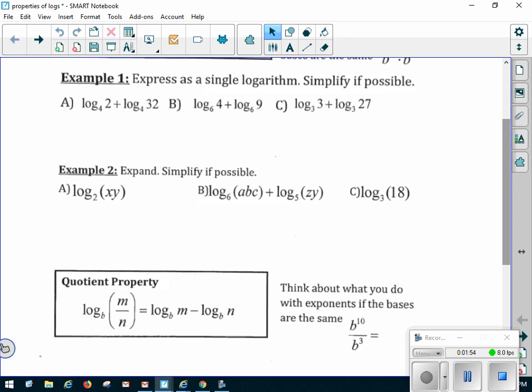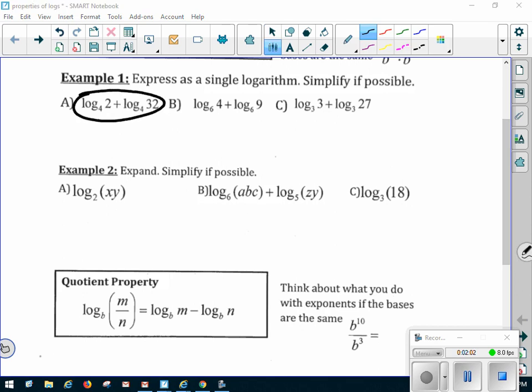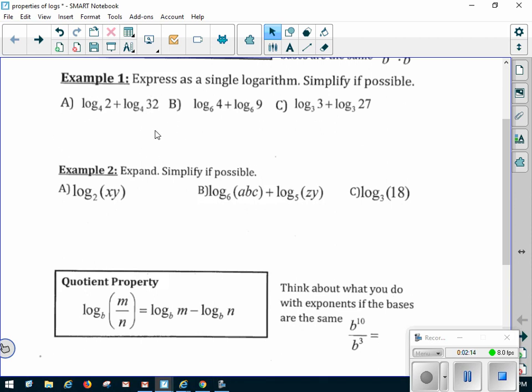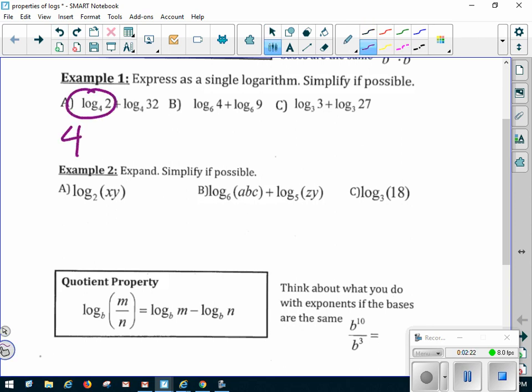Now, what I would like for you to do, if that command is not disabled, I would like for you to type in this. Okay, so I'm hearing a few people say you're getting 3 for this answer. Now, how is that? Because this says right here, 4 to what power equals 2, right? And this one says 4 to what power equals 32.